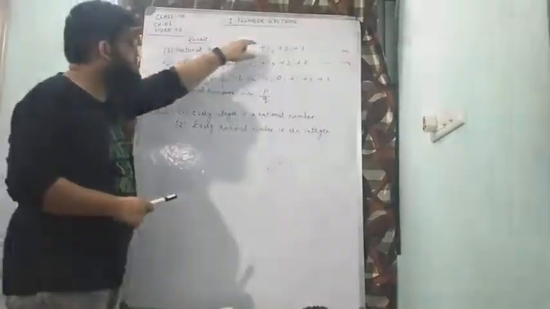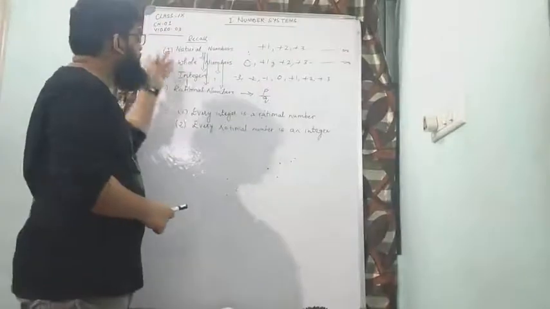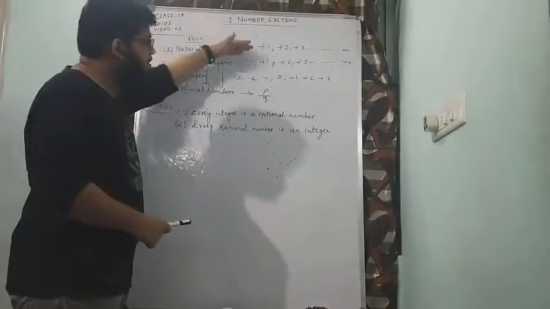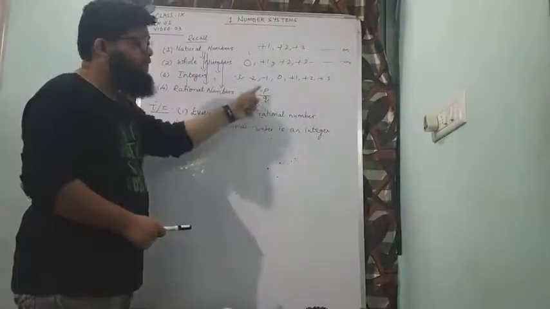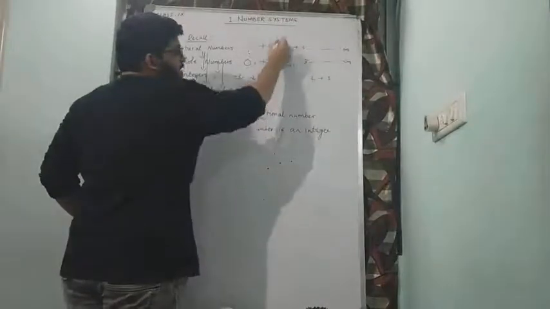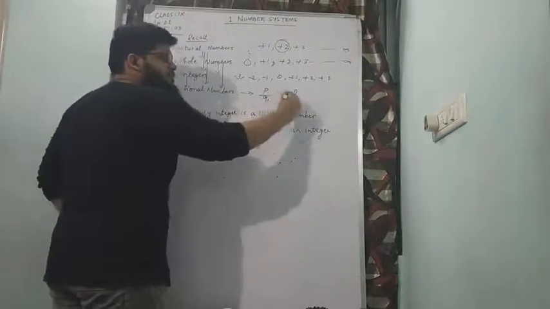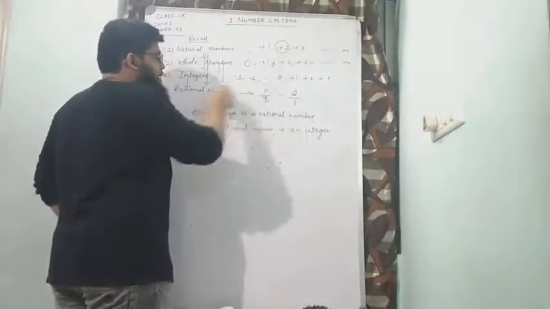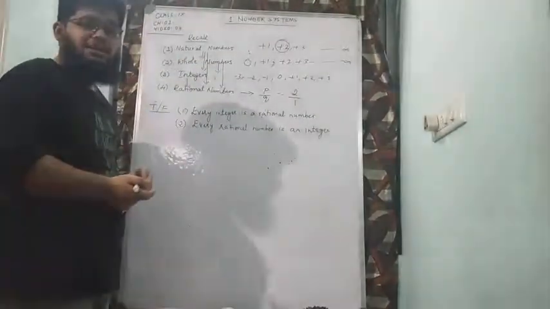All the numbers that are present in natural numbers are also present in whole numbers. That's why we tell all natural numbers are whole numbers. Similarly, all natural numbers are also present in integers. All natural numbers can also be written in the form of p by q. How? We saw in yesterday's class that if I have a natural number like 2, how do I convert this to a rational number? Just by writing 2 divided by 1. And a natural number became a rational number. So all natural numbers are also rational numbers.